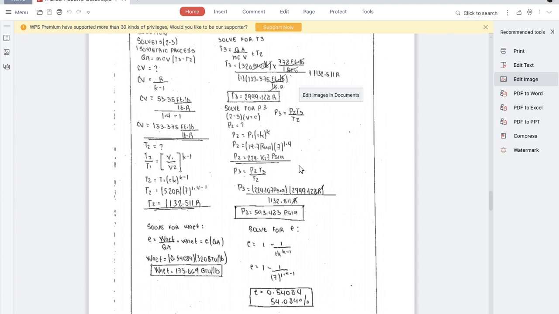The answer that we get for the Wnet is 173.069 BTU per pound. For the e, the formula is e equal to 1 minus 1 over rk raised to k minus 1. So e equal to 1 minus 1 over 7 raised to 1.4 minus 1. The final answer for e is 0.54084, or in percentage, 54.084%.